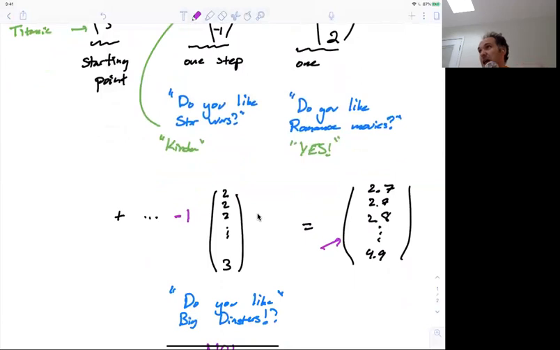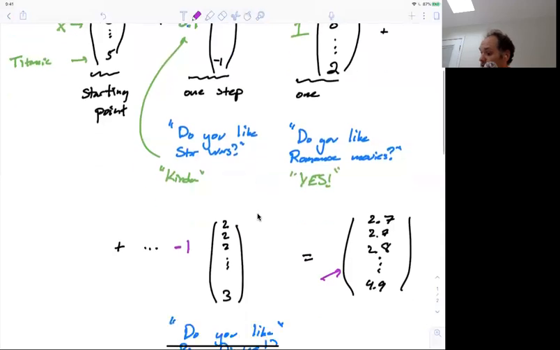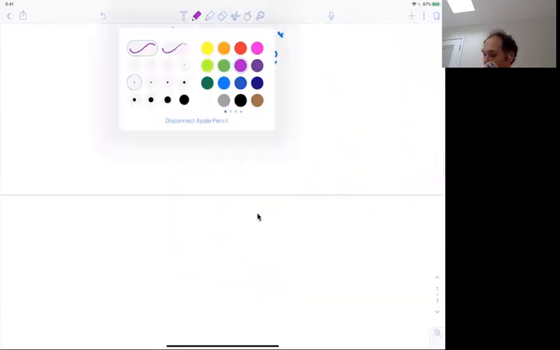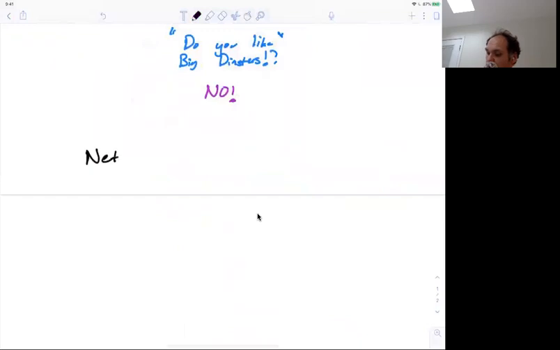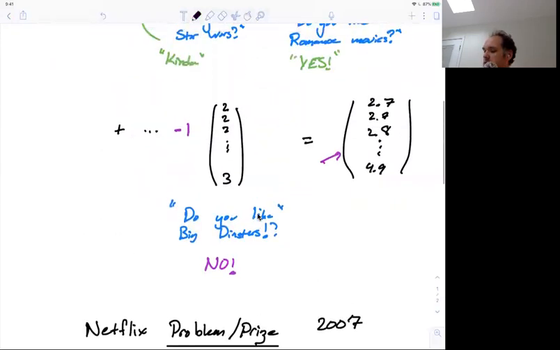So the key idea is that every single opinion or rating we have can be amalgamated into a vector, and then that can be used to make recommendations. This is not a made-up example. It actually started what's called the Netflix problem, or the Netflix prize, in about 2007. When Netflix was young, they wanted a better way to recommend movies to people, so they put out a $1 million prize.